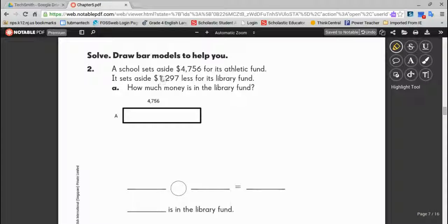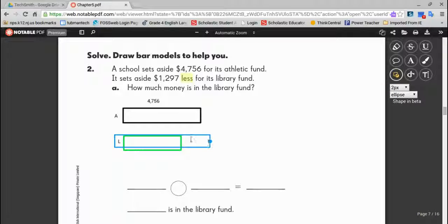Alright, so if I look at that, the library fund is less. Because the library fund is less, my library fund needs to be a smaller bar model. So I'm going to make a smaller bar model. I'm going to label it L for library. Now I need to find out where I'm going to put this 1,297. So 1,297 isn't my library fund, it's 1,297 less. So because it's less, it's going to be in that empty circle right over there.